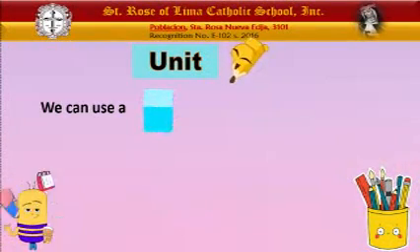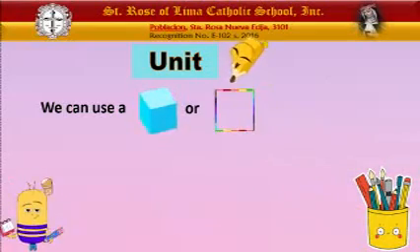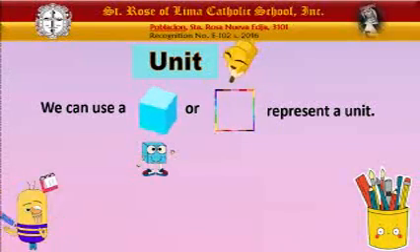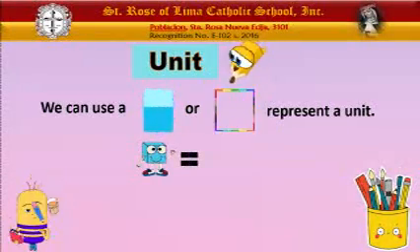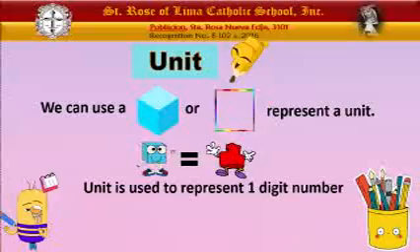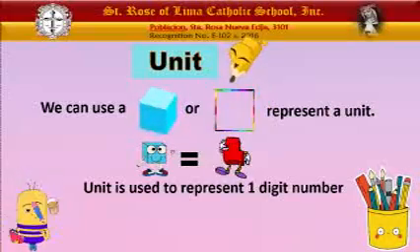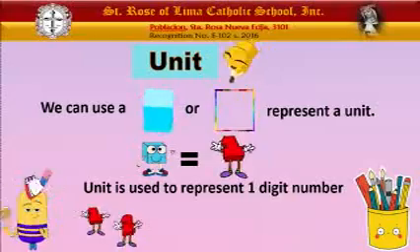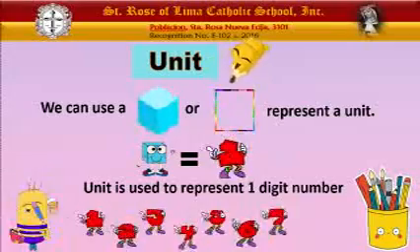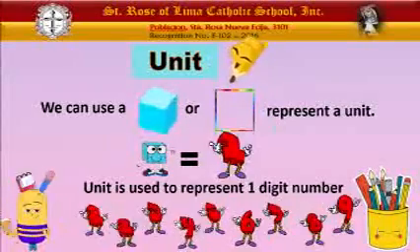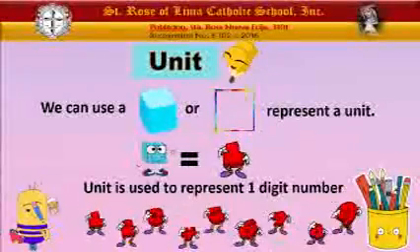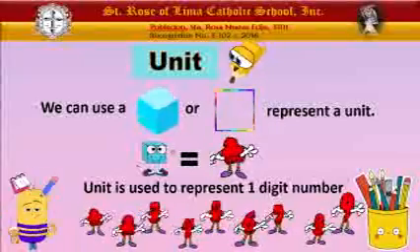We can use a cube or a box or a square to represent a unit. A unit is equal to 1. And we use unit to represent one-digit numbers. And what are those one-digit numbers? So these are the numbers 1, 2, 3, 4, 5, 6, 7, 8, and 9. So those are the one-digit numbers. So again, we use unit to represent one-digit numbers.